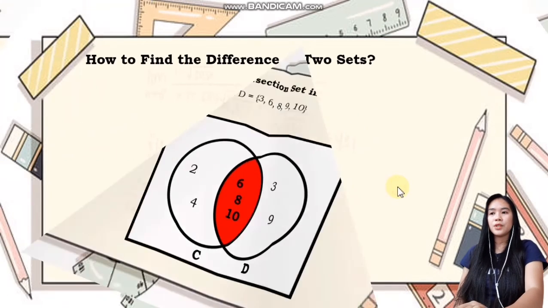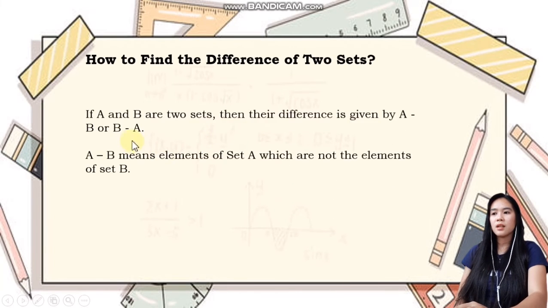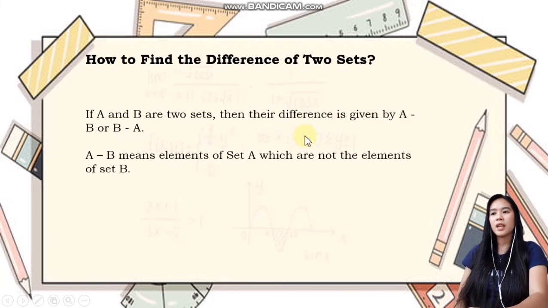So, now let's proceed to the difference of two sets. So, paano natin mahahanap ang difference ng dalawang sets? So, if A and B are two sets, then their difference is given by A minus B or B minus A. A minus B means elements of set A which are not the elements of set B. So, ang kukunin natin dito or ang hahanapin natin ay yung elements ng set A na wala sa elements ng set B. Ganun din kapag nauna yung B minus A.